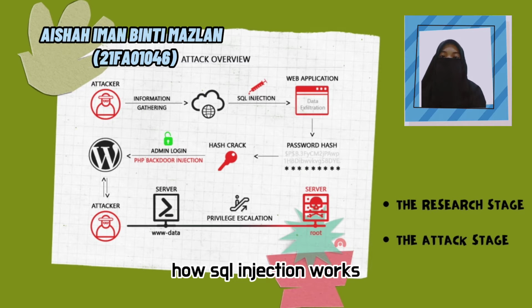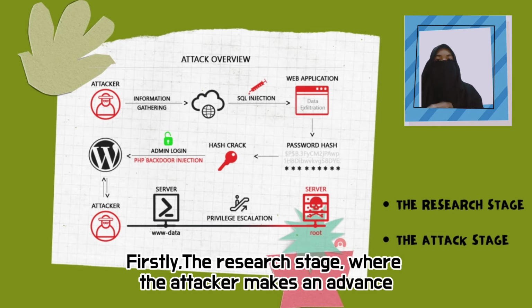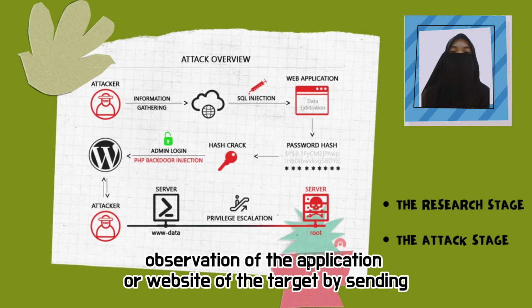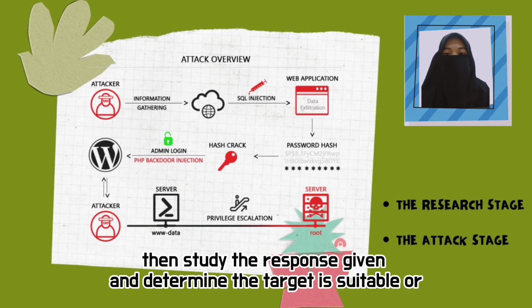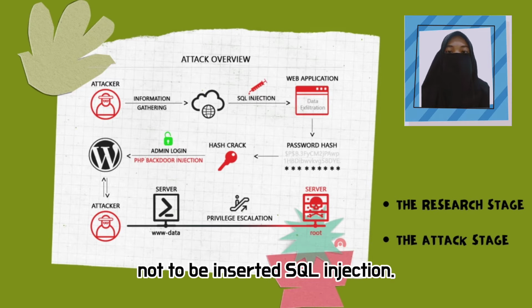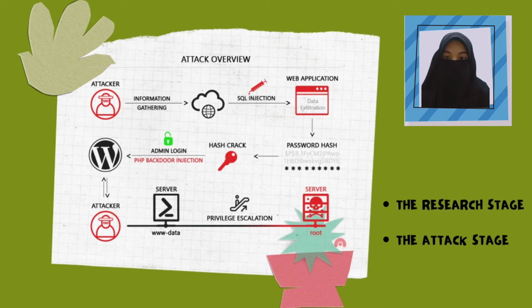How SQL injection works. Firstly, the research stage, where the attacker makes an advanced observation of the application or website of the target by sending various values that are not included in the input argument. Then they study the response given and determine whether the target is suitable for SQL injection or not.